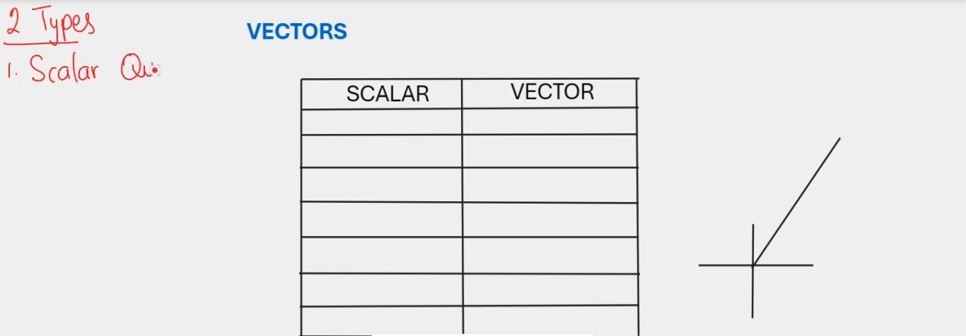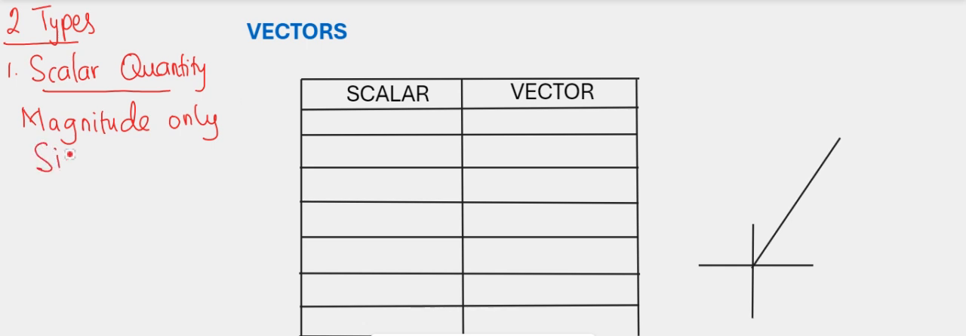The scalar quantity has magnitude only, meaning it measures size only. The size could be how long, how wide, how deep, how hot, how cold, etc.